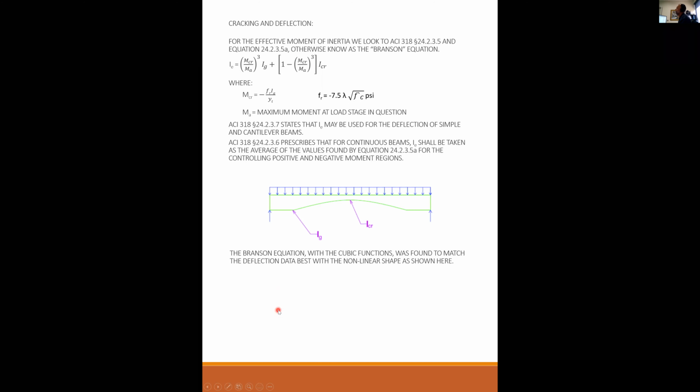The Branson equation with the cubic functions was found to match the deflection data best with the nonlinear shape as shown here. Okay, any questions?